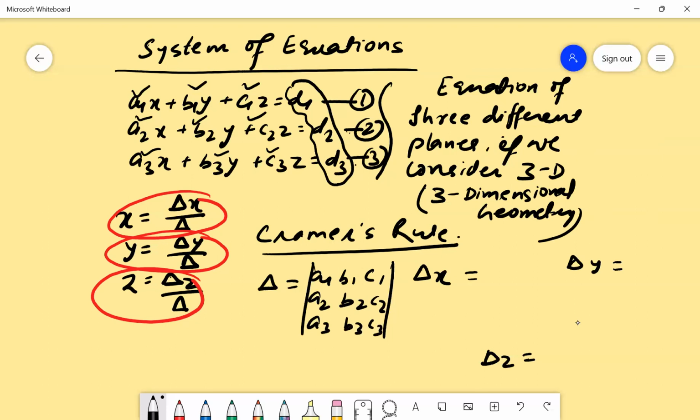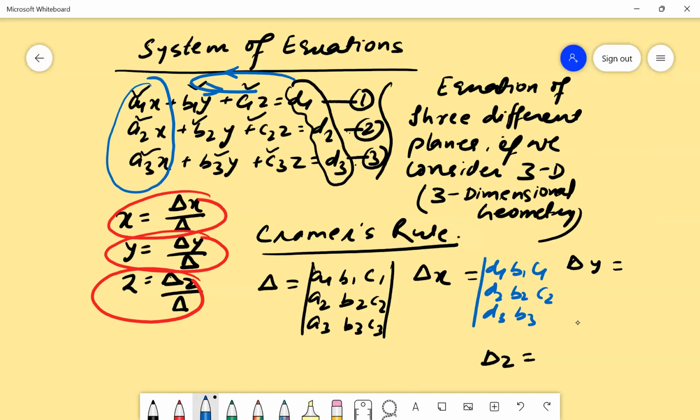Okay. Now, what about delta x? When you write delta x, we need to cover up this part. We are not going to take a1, a2, a3. In this order, first d1, then b1, then c1, you can see the order. This order we will write for delta x. So we will not take the x part, a1, a2, a3, and we will write d1, b1, c1, d2, b2, c2, d3, b3, c3, as the determinant.